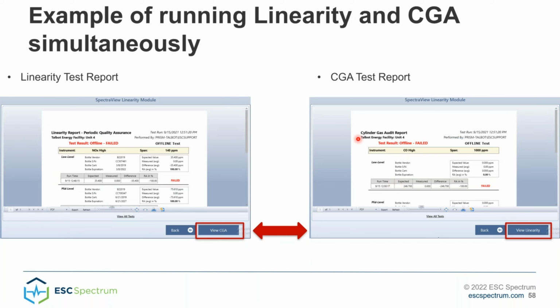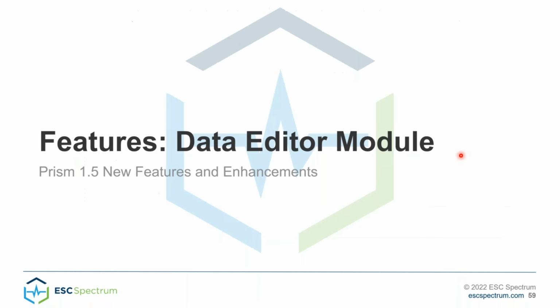When you're finished, you should have two different reports. It'll take you to this linearity one. There's also a view CGA button. If you hit that, it'll take you to the CGA report. So you can view them both immediately in the linearity module, but then going back in later, your CGA test will be listed in the CGA module and your linearity test in the linearity module where they should be. So all that should still be the same. So that's the linearity module.